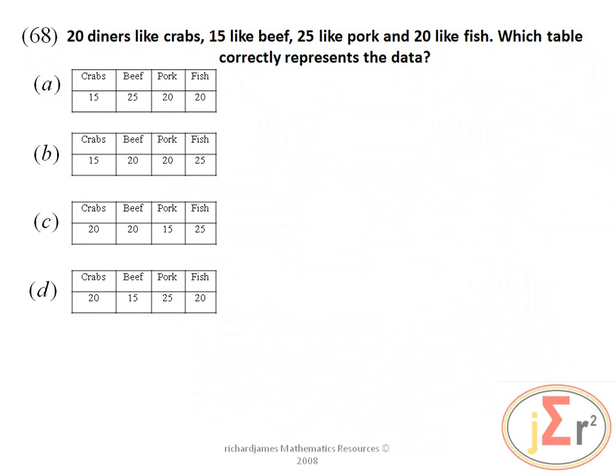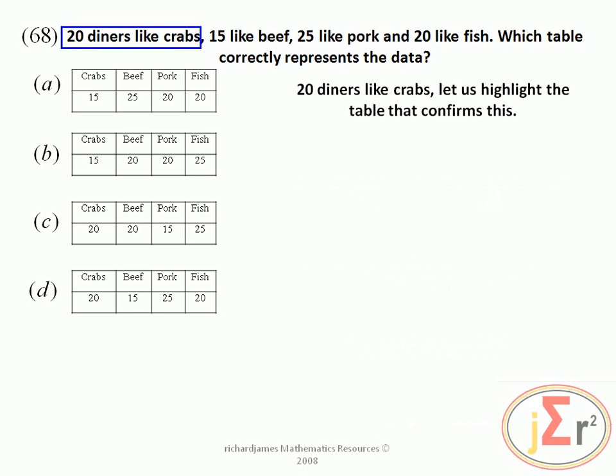20 diners like crabs, 15 like beef, 25 like pork, and 20 like fish. Which table correctly represents this data? So 20 diners like crabs. So we're going to look in the table in the crab section so we can find 20. 20 diners like crab. Let us highlight the table that confirms this. So look in the crab section and where we see 20, that's the one. Right, so we have those in table C and D.